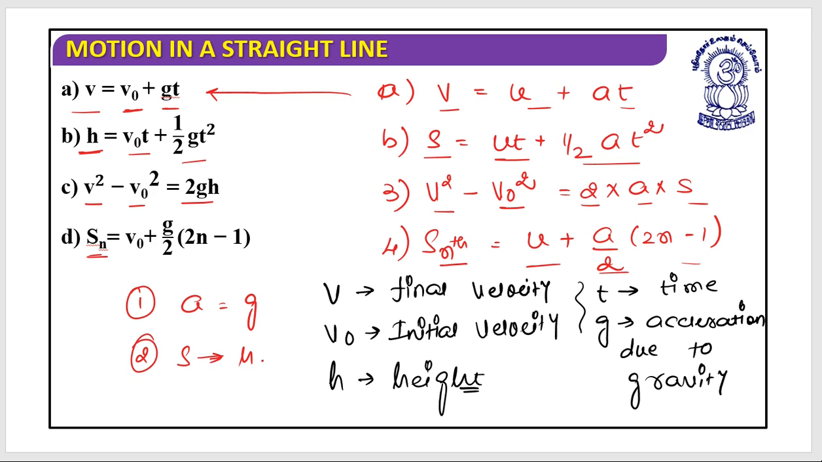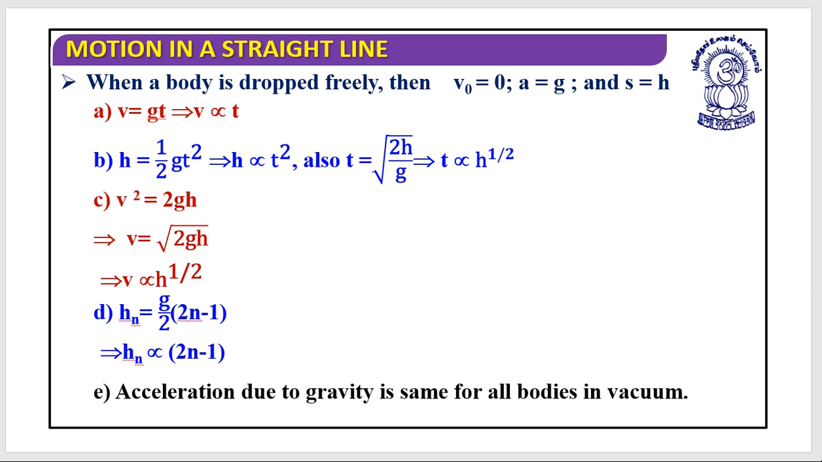So now you might have a clear-cut idea of this. So this is my relations now. When it is said that a body is dropped freely, what they mean is that please take initial velocity as zero. Yes, a is equal to g and s is equal to h.